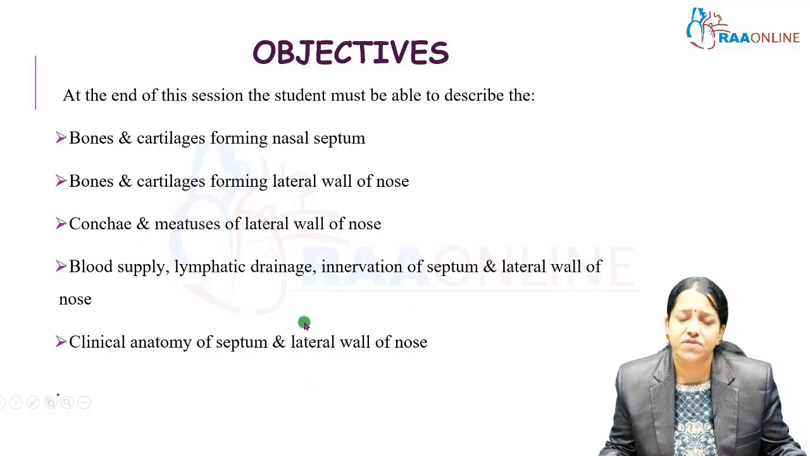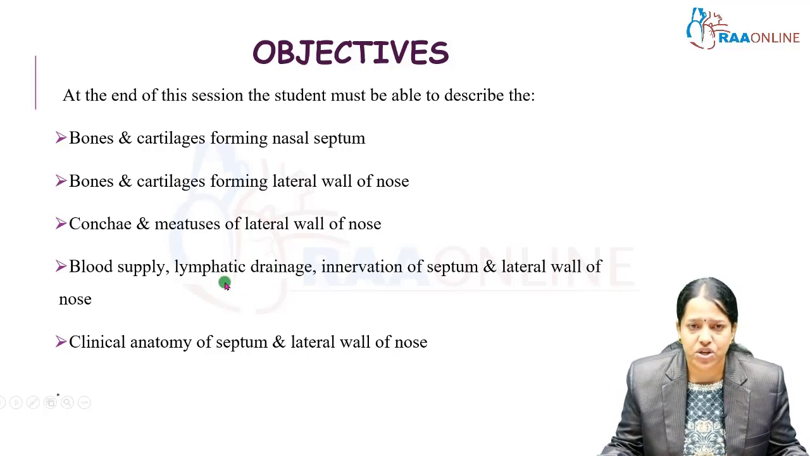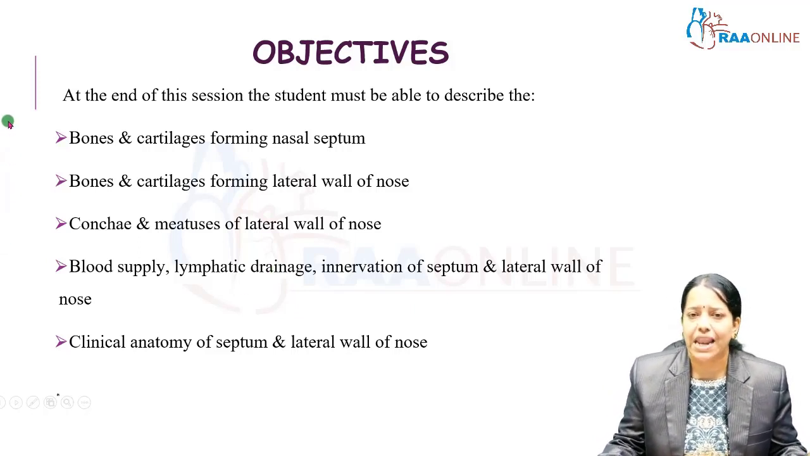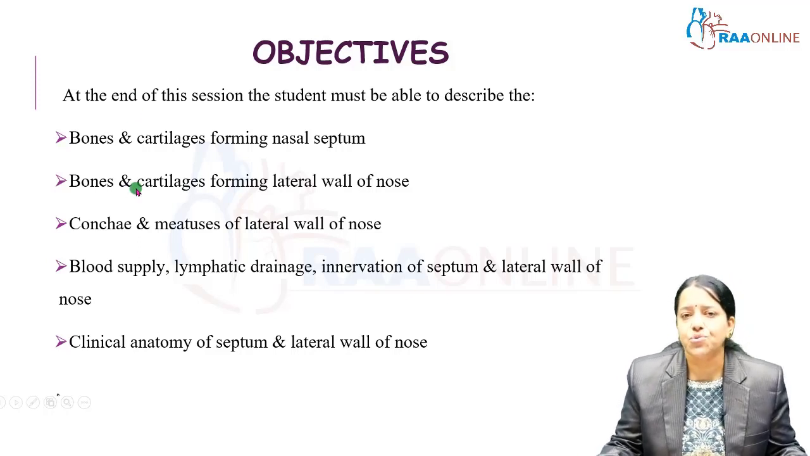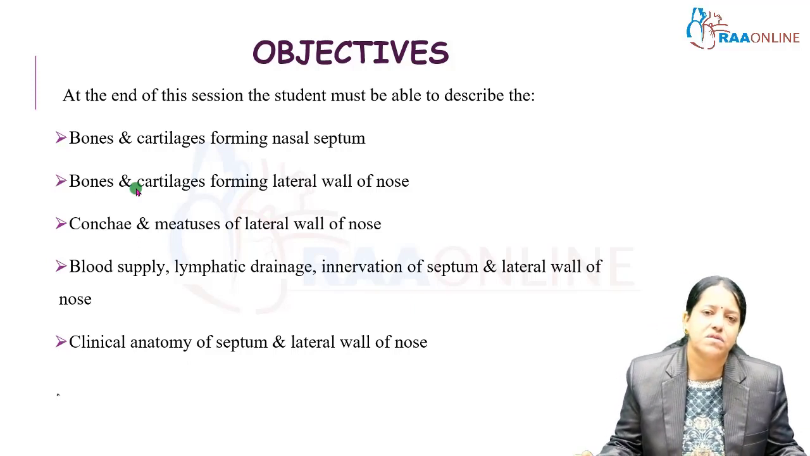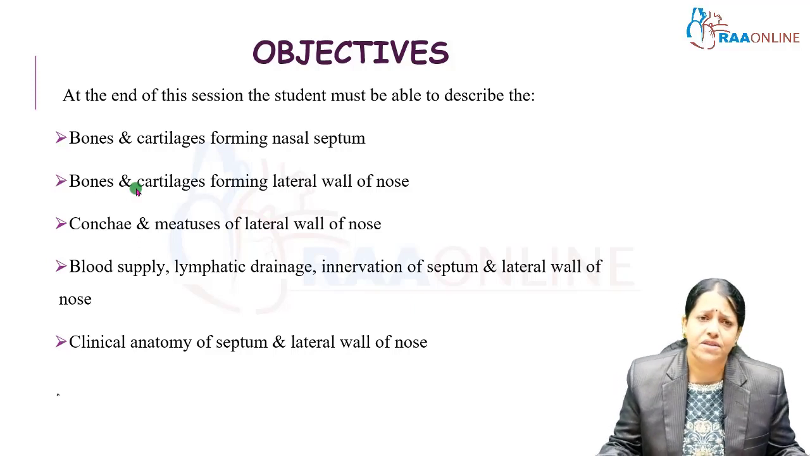At the beginning of the session, I want to clearly tell you students that this is our essay question chapter. The essay question will mostly be asked on the lateral wall of the nose, and it is also a very important short note. Especially when a case is given to you, you should know that it is talking about Kesselbach's plexus, which is present in the septum of the nose, and epistaxis is very common from this plexus.